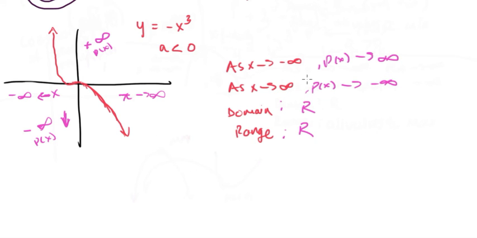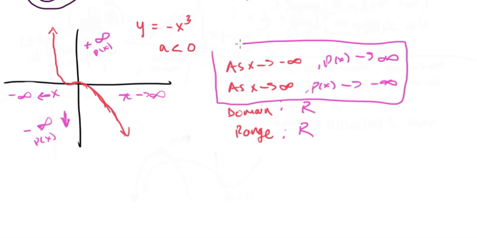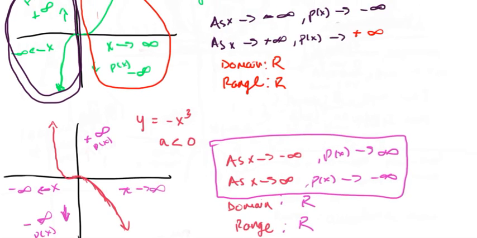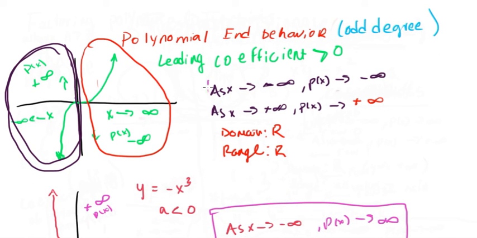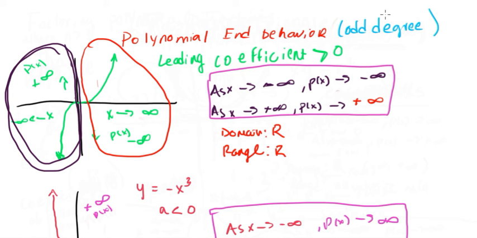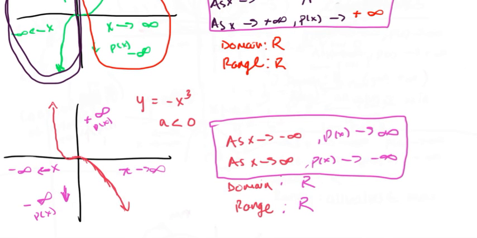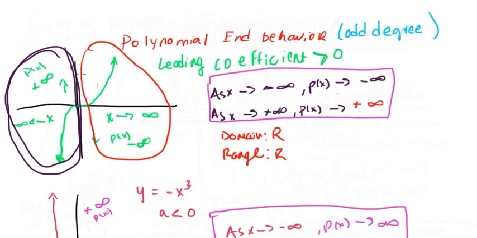Now, just to be clear, this is the end behavior of this function, and going back up to this example, this is the end behavior of that function. So if you're ever asked to identify the end behavior of these functions, you know what to do. Basically use this method that we did here. And we'll do a couple of examples in the next video on end behavior of polynomial functions with even and odd degrees.